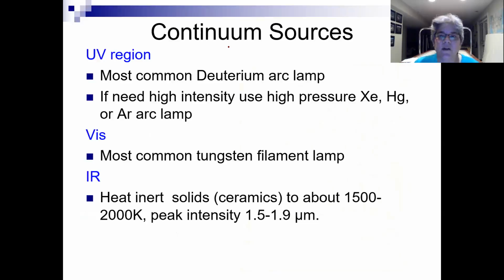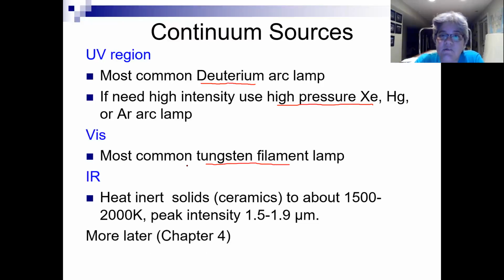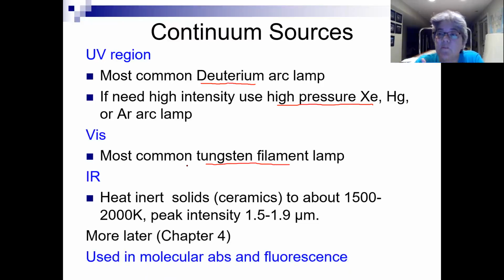All right, so there are different sources for different regions, and right now you don't need to know the names of these sources. When we get into chapter 4, we'll actually look at this deuterium, and we'll look at the high pressure xenon, and we'll look at tungsten. But for right now, you don't need to know the names. What you should know is that continuum sources are used for molecules and for a kind of emission. Okay, but again, what we will be focusing on is molecular absorption.